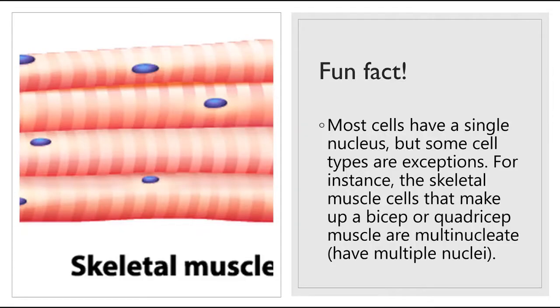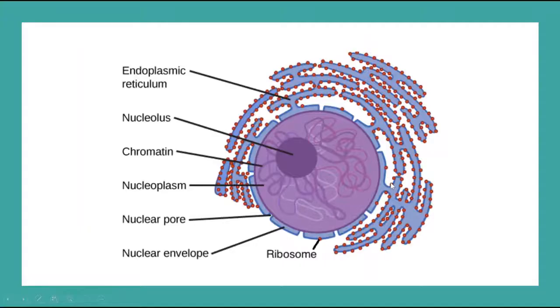So this is one fun fact that we can discuss. Most cells have a single nucleus, right? But some cells, like skeletal muscle cells, which play a very important role in forming your biceps or triceps or quadriceps, are actually multinucleated, meaning one cell has more than one nucleus. So these types of cells don't have just one nucleus, okay.